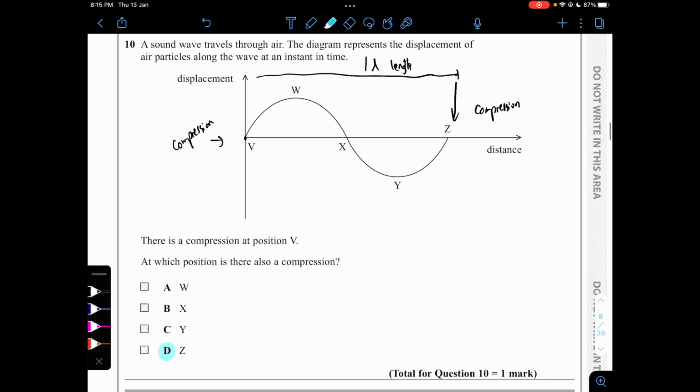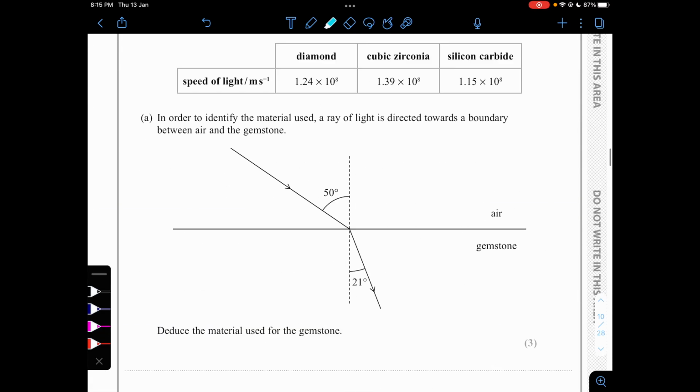Alright, that is the end of the multiple choice questions. Let's move on to question number 11.